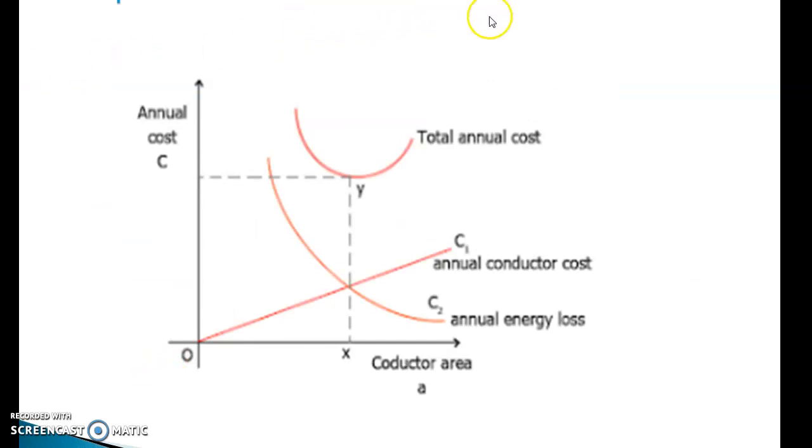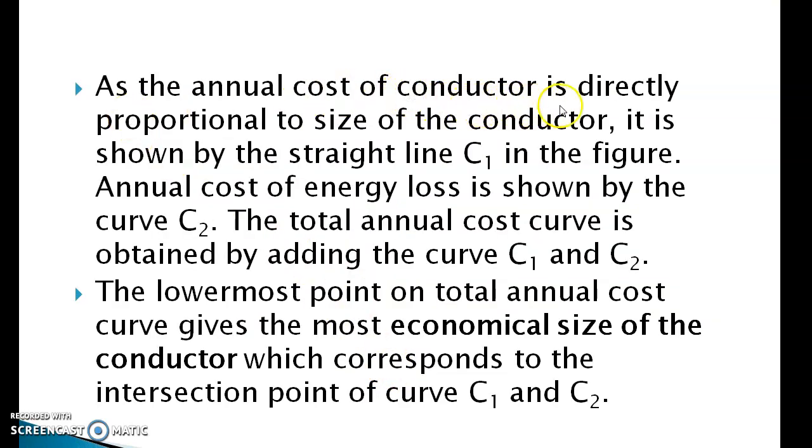Graphical illustration of Kelvin's law. This is the curve drawn between conductor area A with respect to annual cost C. This is the total annual cost line. This is the annual cost of the conductor C1, and annual energy loss C2. This is Y and this is X. As the annual cost of the conductor is directly proportional to the size of the conductor, it is shown by the straight line C1 in the figure. Annual cost of energy loss is shown by the curve C2. The total annual cost curve is obtained by adding the curves C1 and C2.